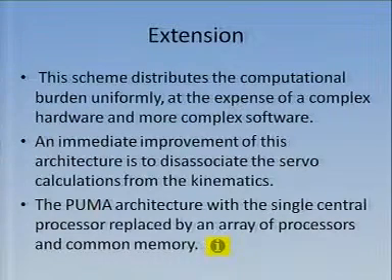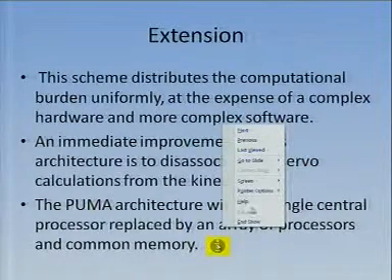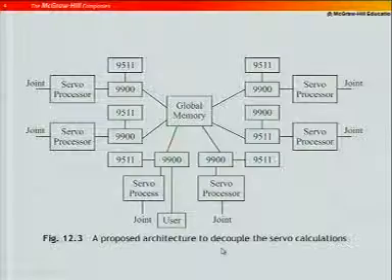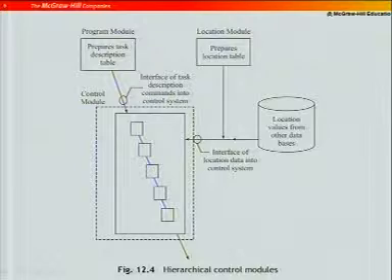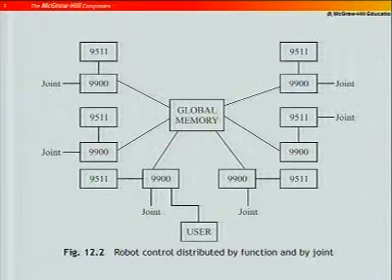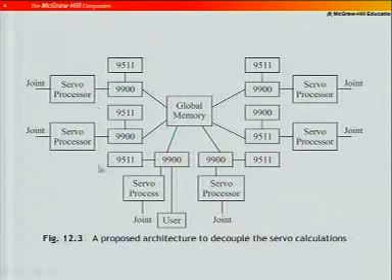The PUMA architecture with single central processor replaced by an array of processors for common memory. Now here, this is the proposed architecture for the decoupled servo calculation. So, very similar to the previous one, but I have put separate processors also with it. Okay. So, these things are done and the servo controllers are done. So, basically this philosophy applied to the PUMA robot is illustrated here.